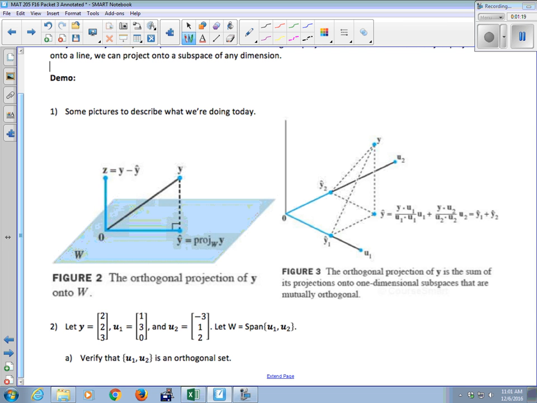Y hat, so when we went onto a line, we just did y dotted with u over u dot u times u. Now, when you're going to go onto a plane, you do that over and over again, once for each u in the orthogonal basis of your plane. So in this case, u1 and u2 form an orthogonal basis of this plane W. And so I just do the exact formula I was doing before. You just have to do it for each vector in the orthogonal basis.